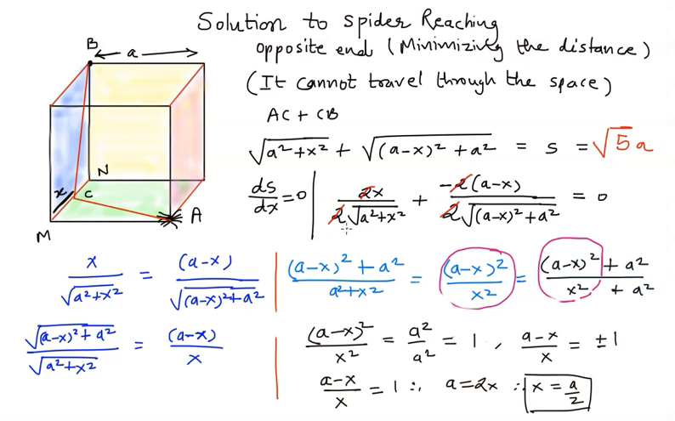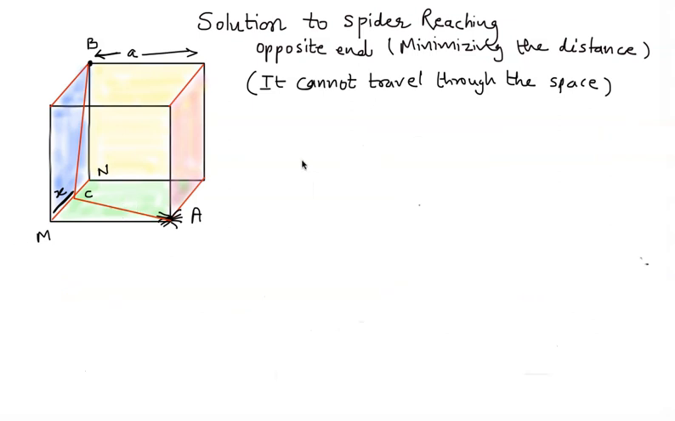Now there is another very elegant approach, that is unfolding this particular cube. Why I say unfolding? We already have the condition that it cannot travel through the space. So there is no point in keeping this cube in 3D because anyway we are traveling on the surfaces. So if we unfold this particular cube, we will have to look at the distances in a single plane, and we can deal with the distances in a particular plane very easily.